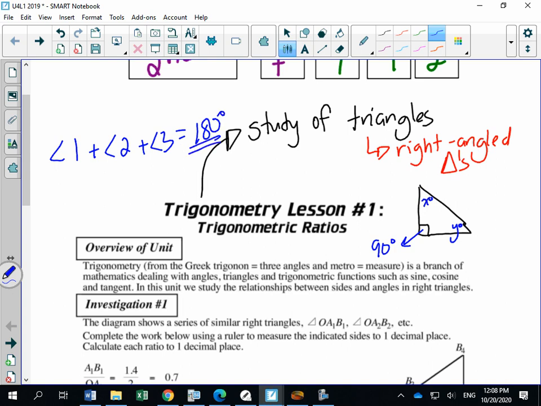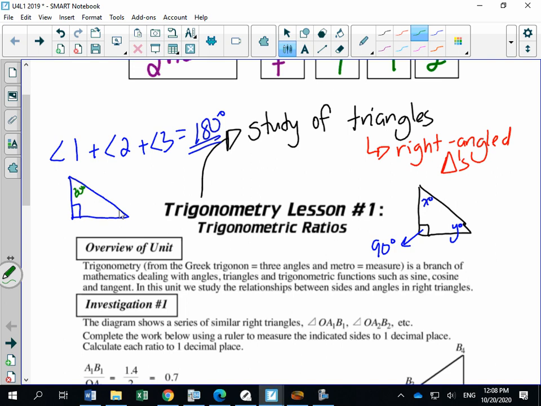So the 3 angles must always add up to 180 degrees. Nice and simple, draw yourself a triangle, make it a right angle. If I said this angle up here I want to be 30 degrees, what would this angle be worth?